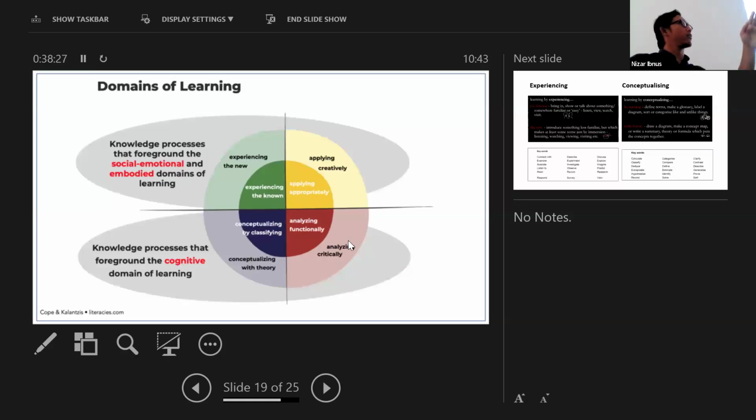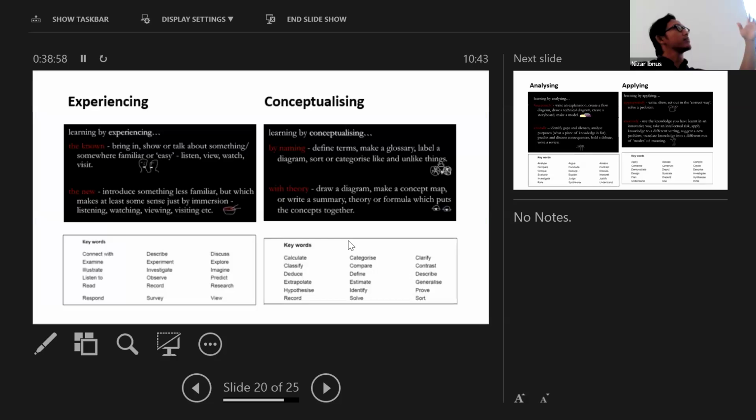This is the last thing for this part. If we look at the green and the yellow color areas, those two belong to social, emotional, or embodied learning. So when someone says embodied learning or multisensory learning, it's also represented here. And also the blue and red colors represent cognitive learning. Okay.